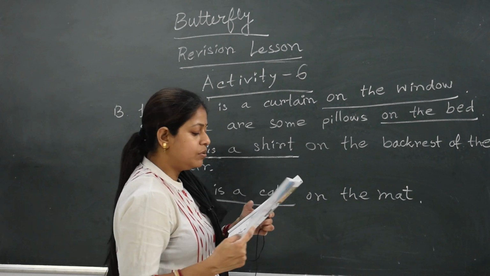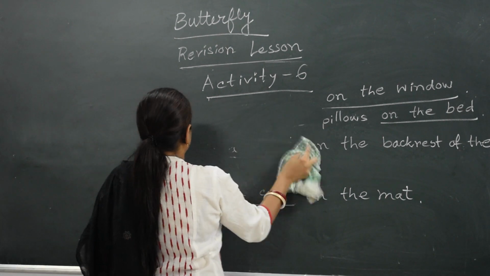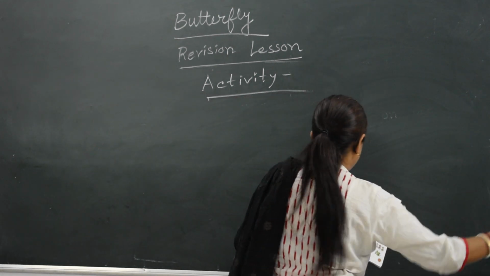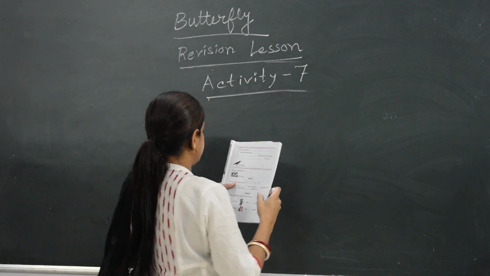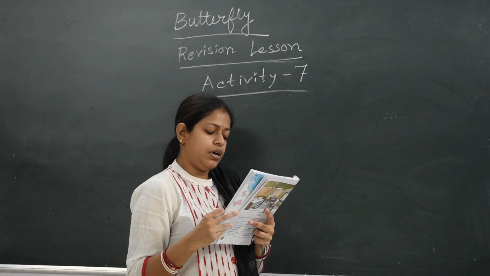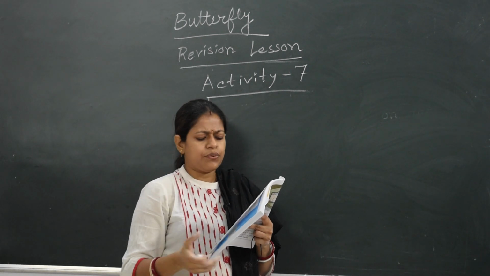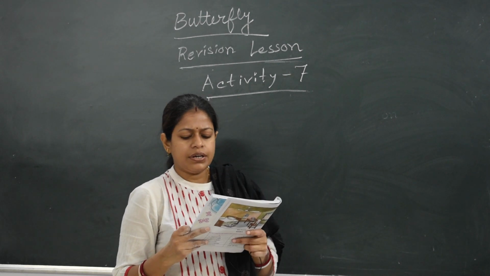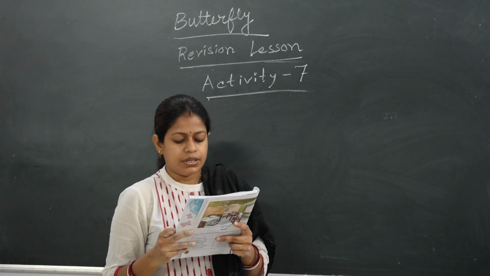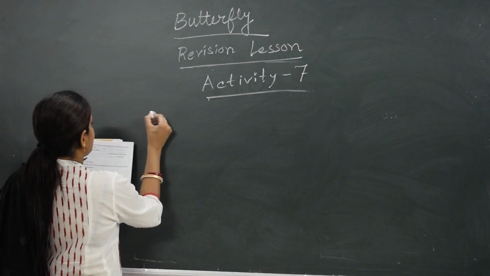Next, we are moving on to activity 7. In activity 7, we have to fill in the blanks with am or is or are. We use am with I, we use are with plural numbers like we are, you are, they are, and we use is with he, she or it. That means with third person singular number. Now let us fill in the blanks.